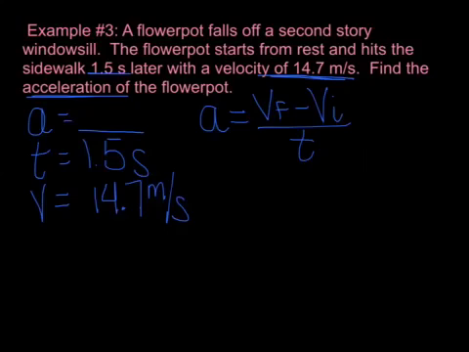If you go back to the second sentence, it said the flower pot starts from rest. If something is starting from rest, that means its velocity is 0. That's my initial velocity of 0. Starting from rest is 0. So this 14.7 must be my final velocity.